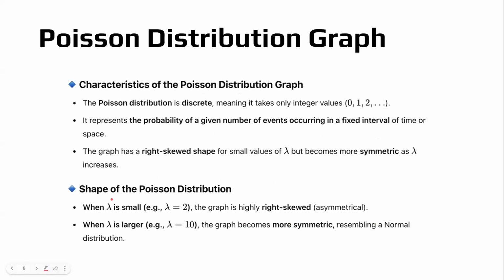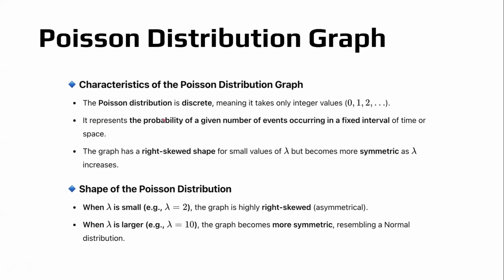How does the graph look? The characteristics of the Poisson distribution graph: again, it's a discrete distribution, meaning it takes only integer values like the binomial distribution. It represents the probability of a given number of events occurring in a fixed interval of time or space. The graph has a right skewed shape for small values of lambda, but becomes more symmetric as lambda increases. It's just like the binomial distribution, as we were saying: when the number of trials increases, your distribution moves towards the normal distribution.